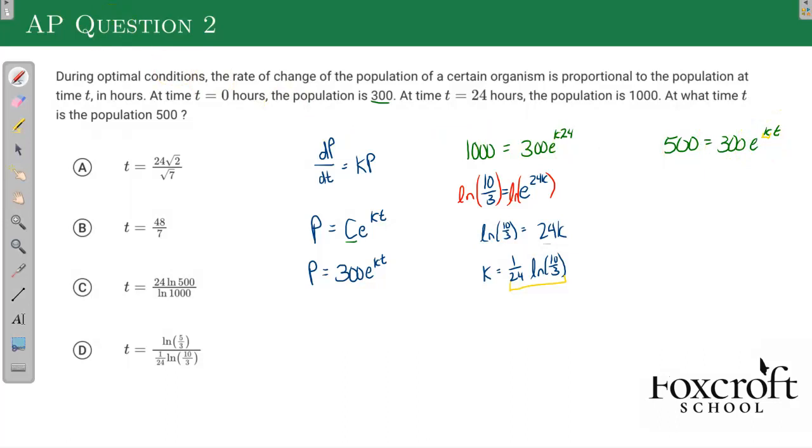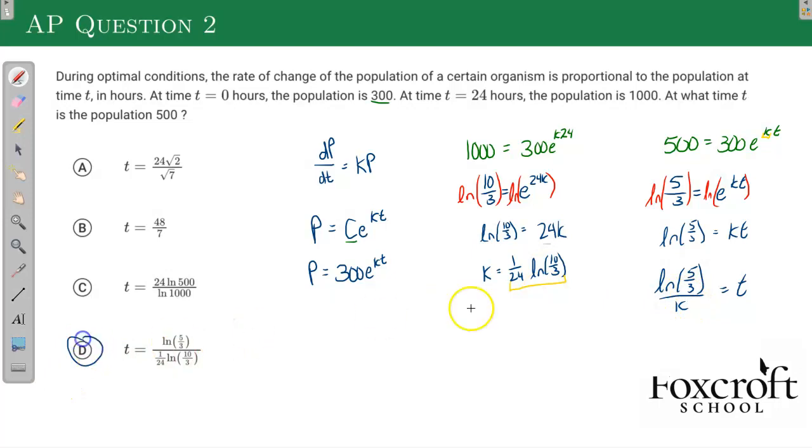But we solved this in the exact same way. Divide by 300. That simplifies. Take natural logs. And these cancel out, so I just get kt, divide by k. So the time we're looking for is this, and you can see that's exactly d, when I put k back in with the thing that we figured out.